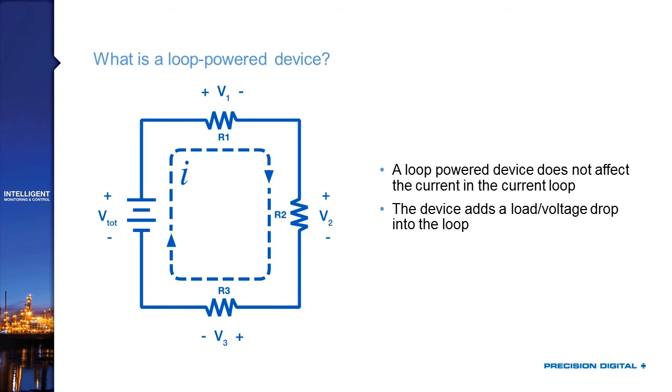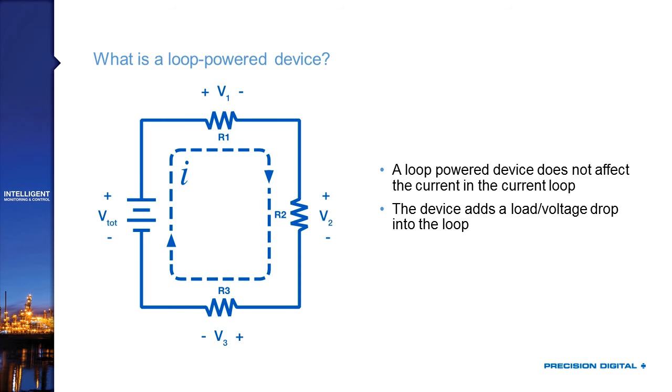What isn't the same is what these voltage drops are. You'll notice I have V1, V2, and V3. So my V total, which is the total voltage I have available to my system from the power supply, is different than the voltage drop I get at each one of these load devices.